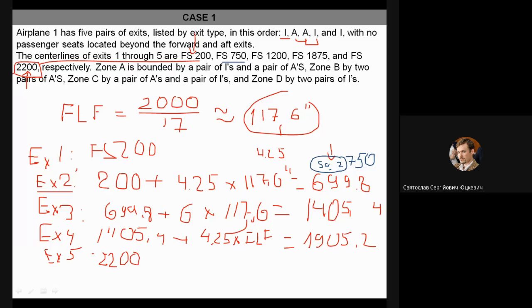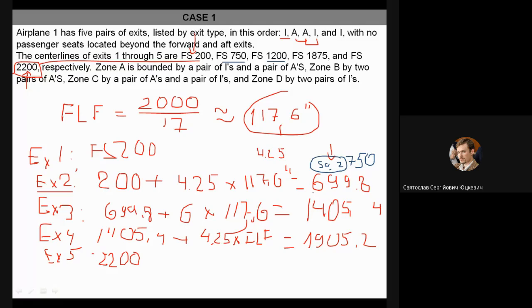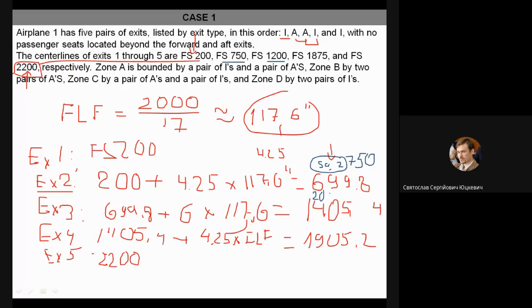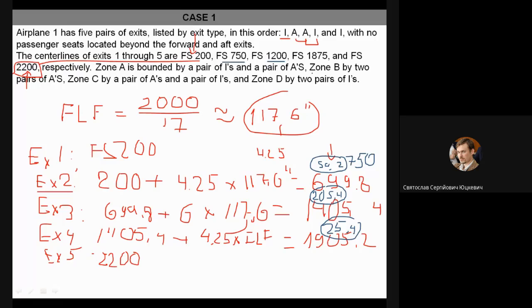Then for this one, it must be 120. In our case, the difference is 205.4, not approximately, directly. And for exit 4, it will be 25.4 in comparison with this value.